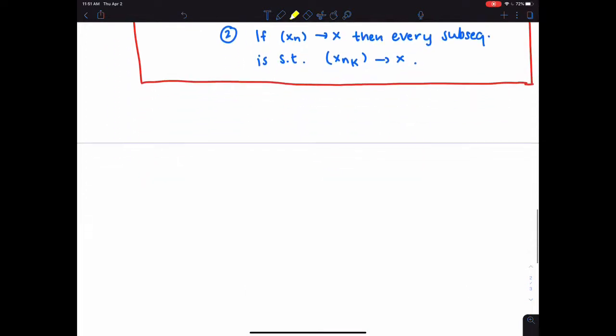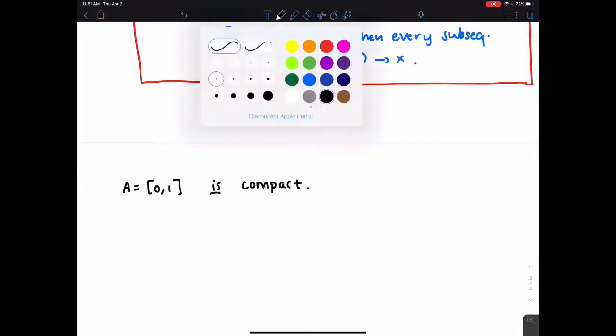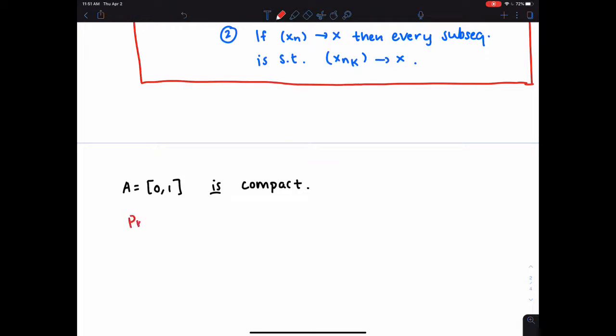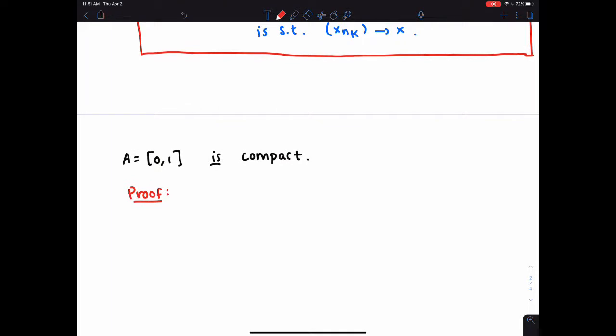So let's take a look. We're going to say A equals [0, 1], closed like that, is compact. And the proof. The definition of compact says we need to prove that for any sequence in my set, I can find a convergent subsequence whose limit stays in the set. So I'm going to introduce an arbitrary sequence. Let xn be a sequence in [0, 1].